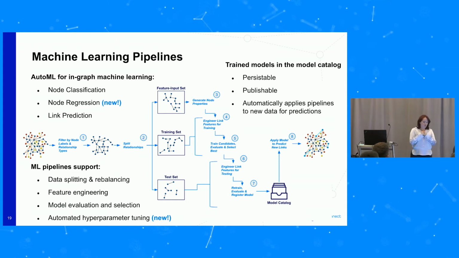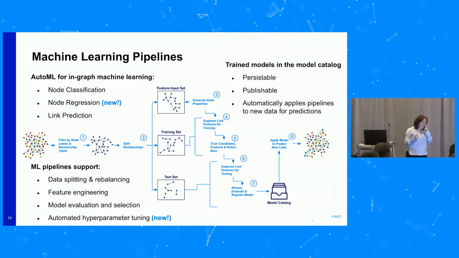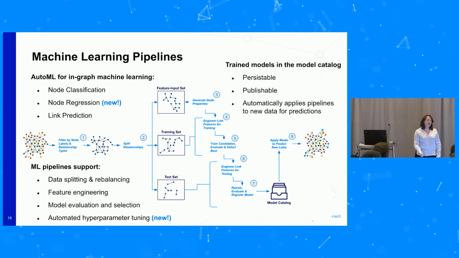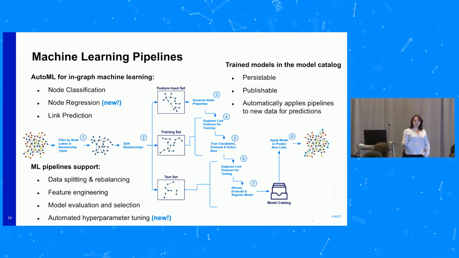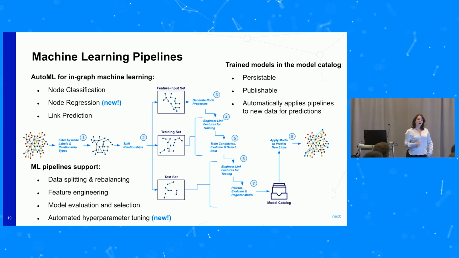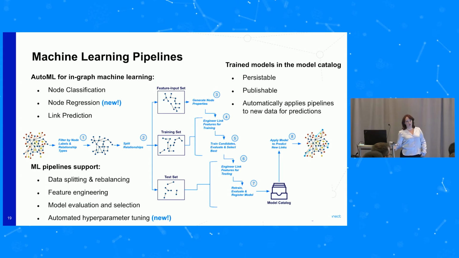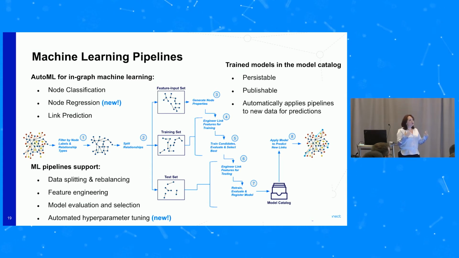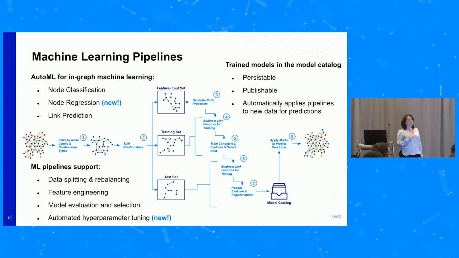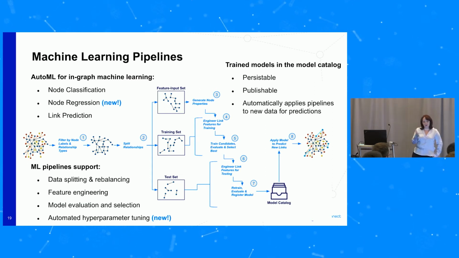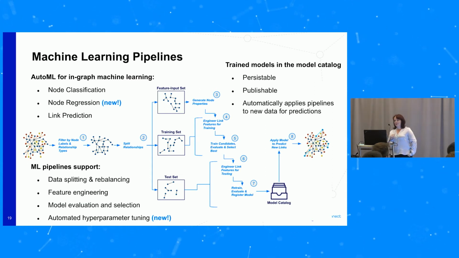So let's say I train a model, I train 10 different models and 9 of them are embarrassing and I want to throw them out, but one of them is good. I can persist it, I can publish it so the rest of my team can use it, and then I can apply that model to new incoming data in my data set or unlabeled data. So it really makes it possible to deploy graph-based machine learning to your production database, which is pretty cool and something that we're really excited we've been building.